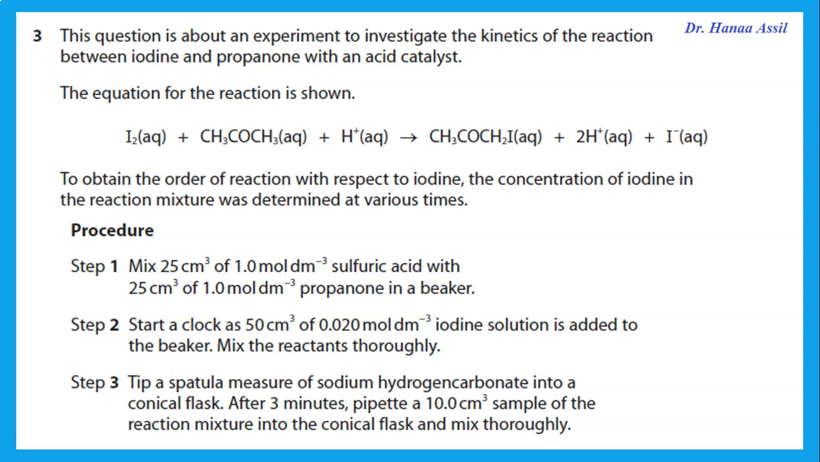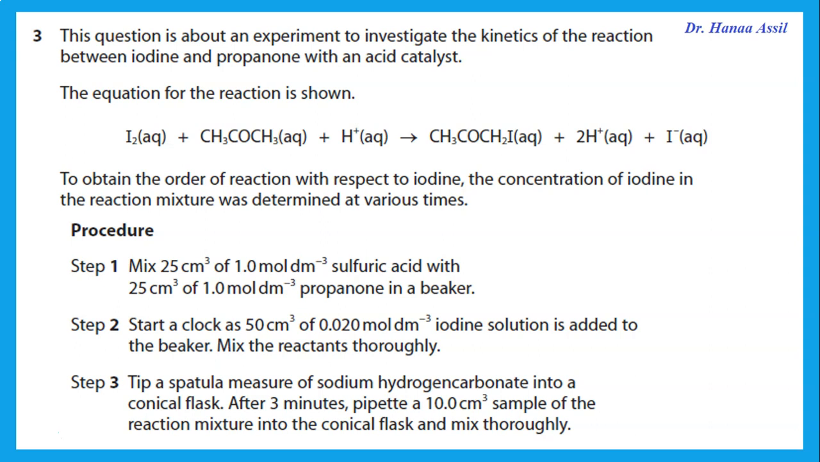Question 3 says, this question is about an experiment to investigate the kinetics of the reaction between iodine and propanone with an acid catalyst. The equation for the reaction is shown. To obtain the order of reaction with respect to iodine, the concentration of iodine in the reaction mixture was determined at various times. So the procedure was: mix 25 cm³ of sulfuric acid. He's mixing it with propanone. Start a clock. Solution of iodine is added.